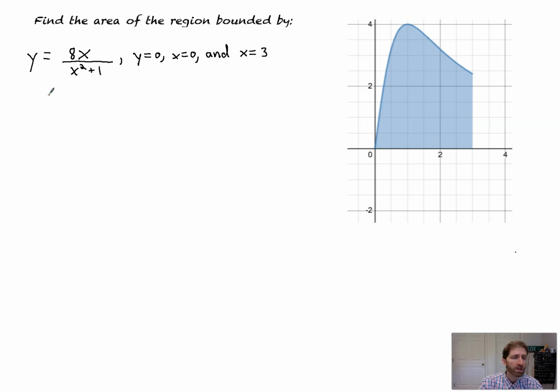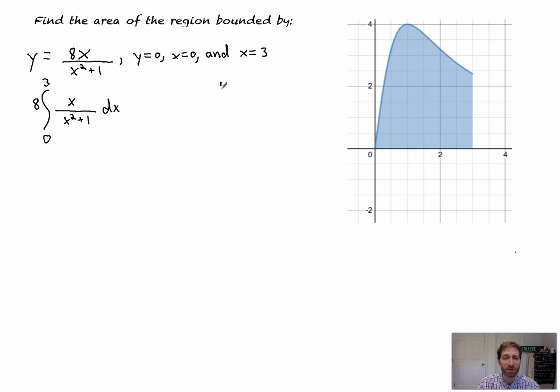No problem. So essentially, we need to set up our integral. That's going to be the antiderivative, or the integral of, I'm going to factor out the 8, right? From this, x over x squared plus 1 dx. And that's evaluated from 0 to 3. So that's all that is involved there. It's the definite integral, right? So, okay, how do we do this? Well, the same as we've always done.